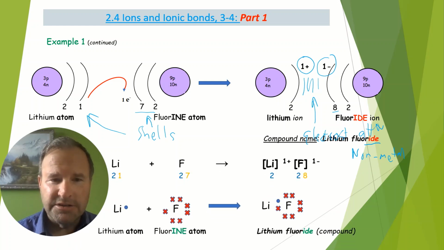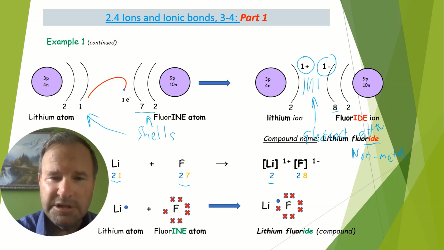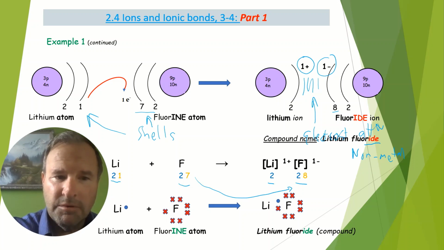So here's the notation showing the shorthand version, and I'm showing the shells underneath: 2,1 for lithium and 2,7 for fluorine. Then you can see the lithium shell is full because it lost an electron, 2. You can see the fluoride shell is full because it gained an electron in the outer shell, where it went from 7 to 8, and the lithium went from 1 to 2 in terms of the remaining shell because the outer electron was lost.